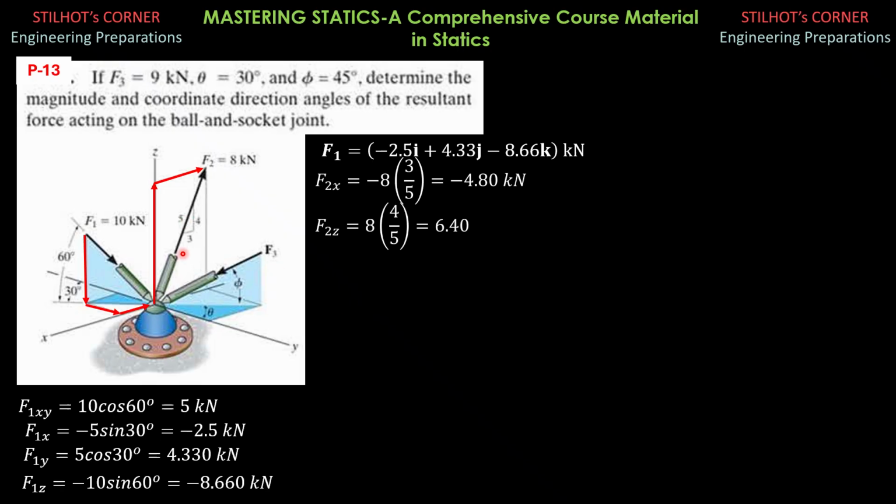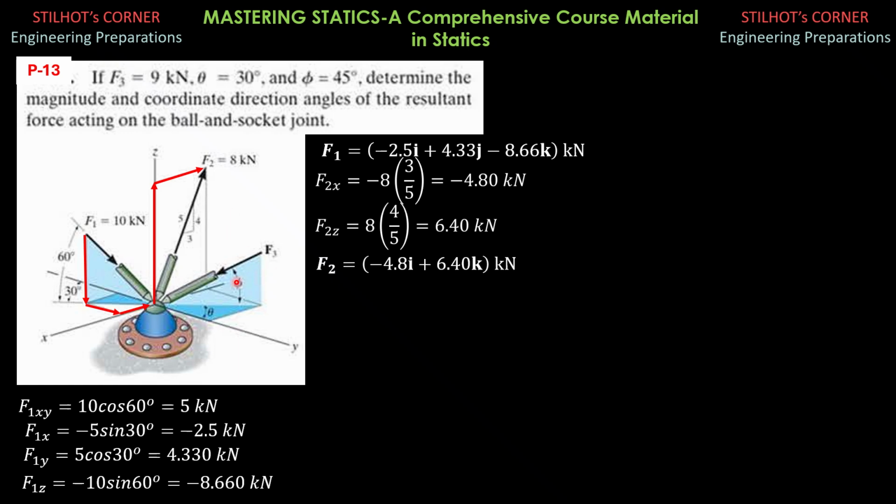Do not memorize sine or cosine. You should know the definition. So that is 6.40 kilonewtons. Since there's no y component, F2 in vector form is the quantity negative 4.8i plus 6.4k kilonewtons.